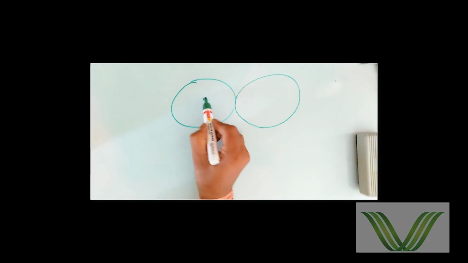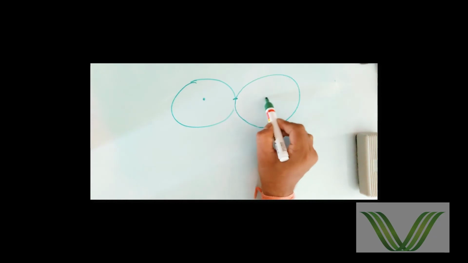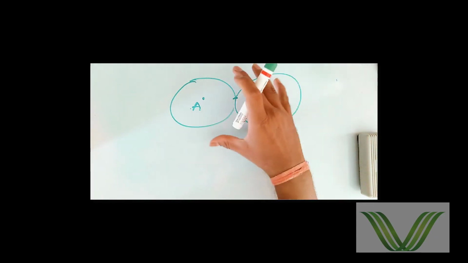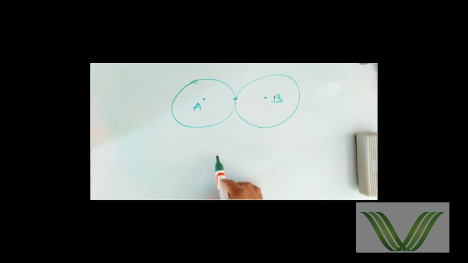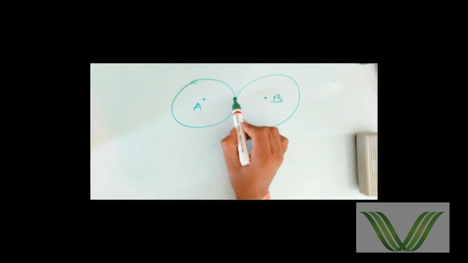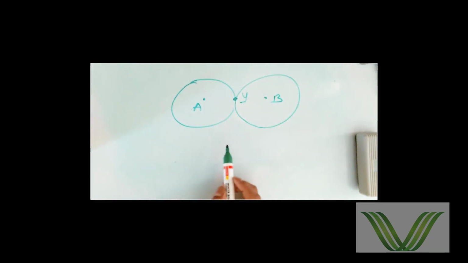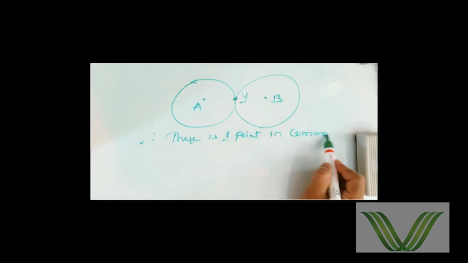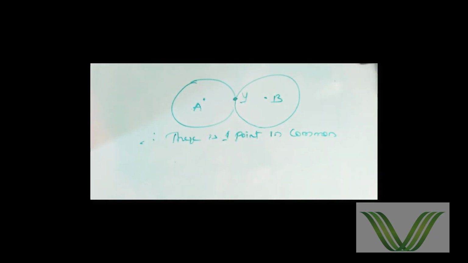Okay, now A and B, two circles, these two circles meet or collide or touch each other. So where do they touch? Actually at a single point, at one point they are touching each other. I will name this point as Y. Therefore there is one point in common when these two circles are colliding, touching each other.